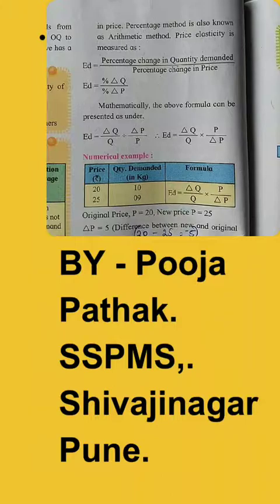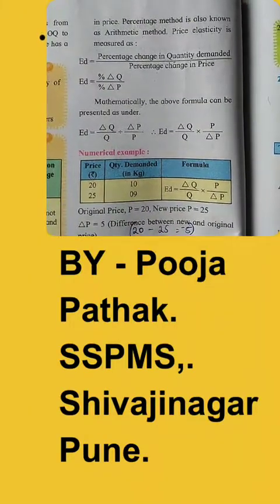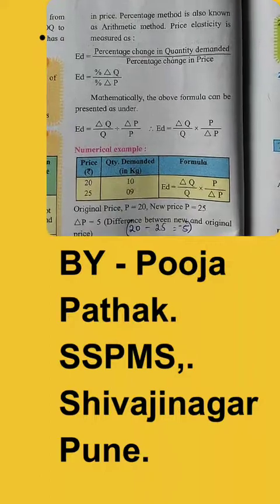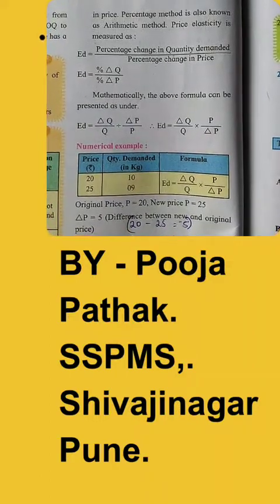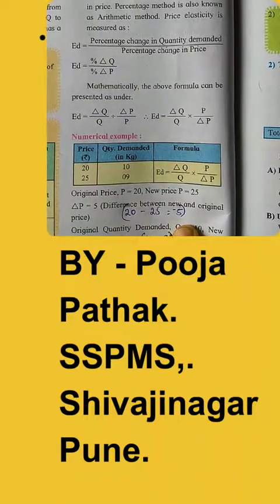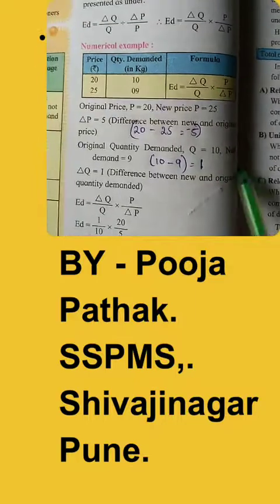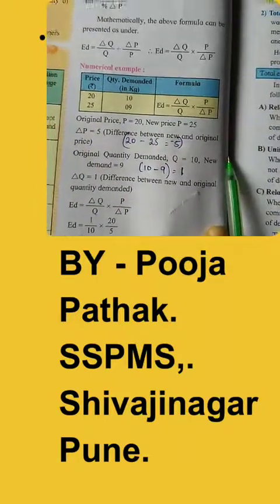Mathematically, ED is equal to delta Q divided by Q, divided by delta P divided by P. With further simplification, ED is equal to delta Q divided by Q multiplied by P divided by delta P. Now let us solve one example which has been given over here.